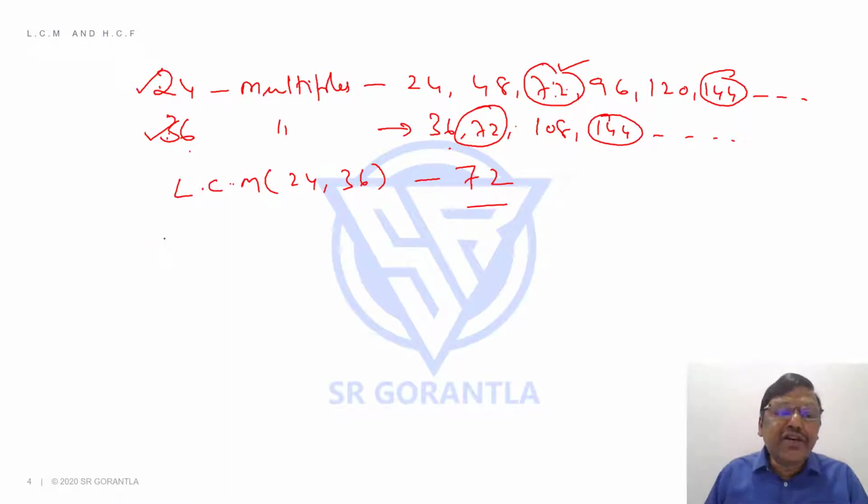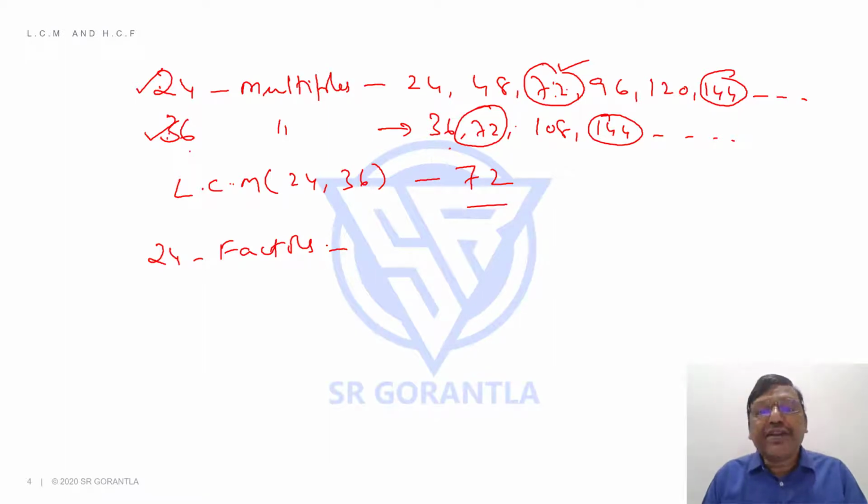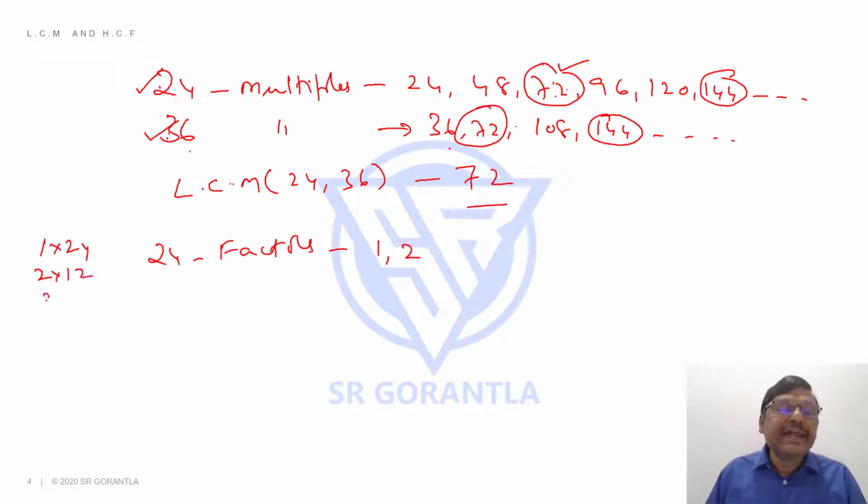Okay. Now let's take, what are the factors of 24? Factors means the ones that divide 24. See, we have a video on number of factors and related concepts. That time we discussed in detail. So tell me, what are the factors? 1 divides it. Normally we do like this: 1 into 24, 2 into 12, 3 into 8, 4 into 6. So the factors are 1, 2, 3, 4, 6, 8, 12, 24.